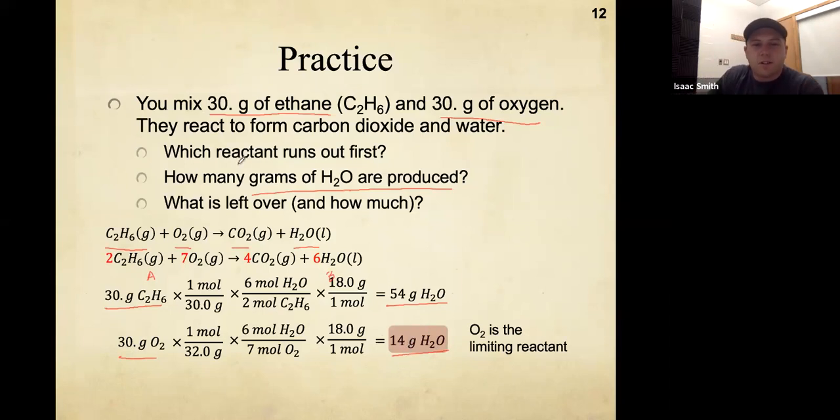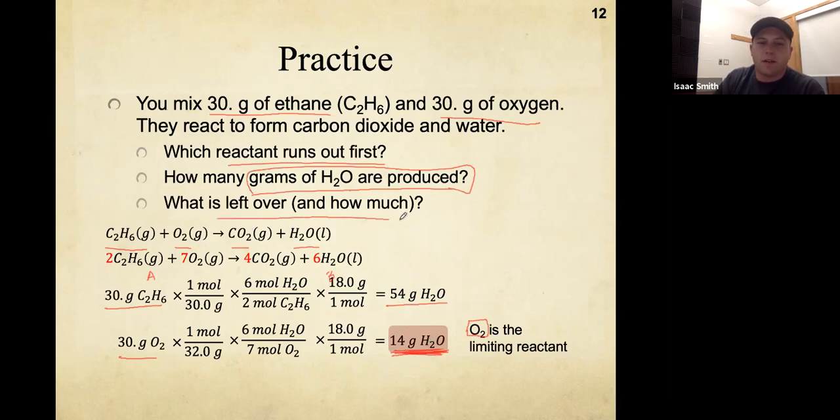So we've answered which reactant runs out first, right? That's our oxygen here because it's the limiting reactant. How many grams of water are produced? Well, 14 grams of water will be produced, right? Because that's all that oxygen is going to allow us to produce. Even though the theoretical yield with ethane would tell us we could produce 54 grams, we don't have enough oxygen to actually do that. Oxygen only allows us to make 14 grams.